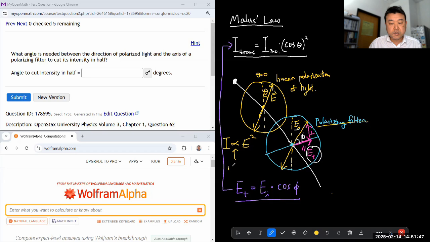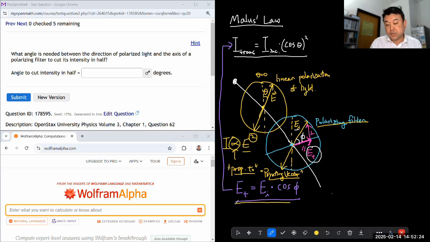This language, proportional to, is doing a lot of work here because there are a lot of numerical factors. To do it properly, I would have to work out what's called the Poynting vector, which you might have seen in a previous physics class. The Poynting vector does give you the intensity of light. But for our purposes in optics, we can sweep all those details under the rug and just rely on the fact that intensity is proportional to the electric field squared.